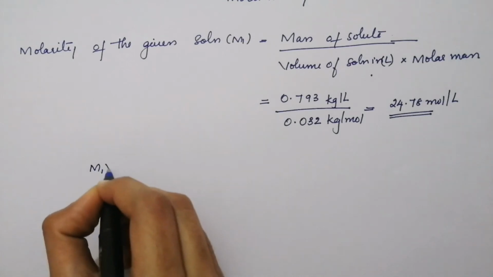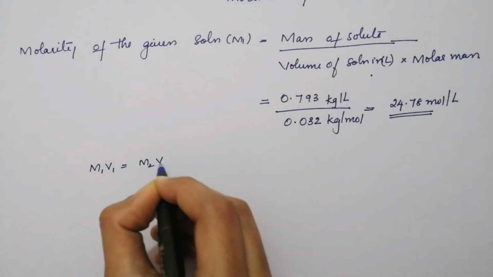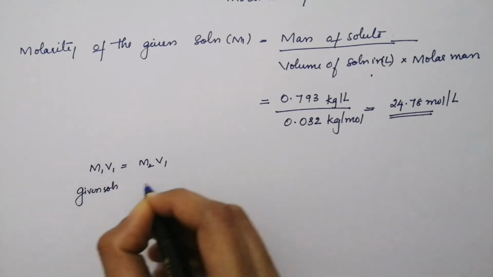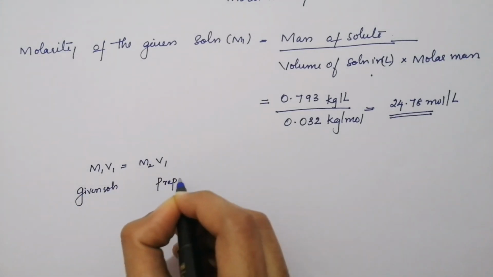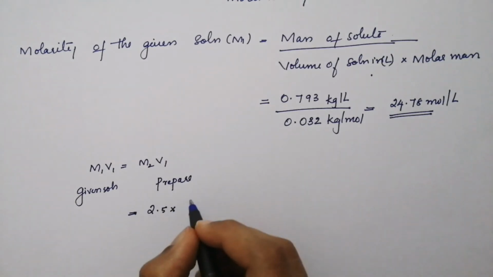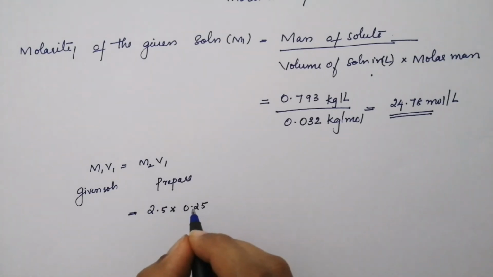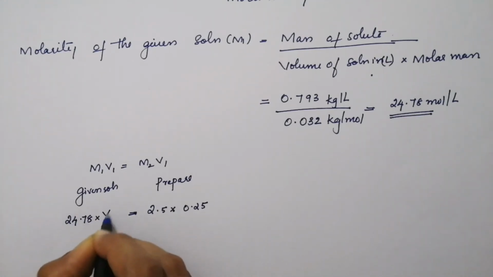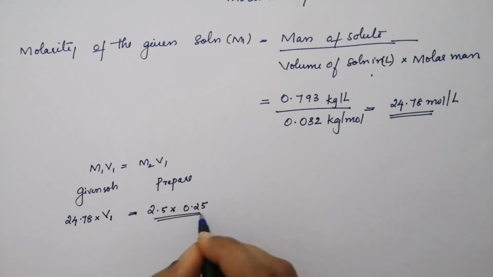Coming back again to this equation of dilution, we have this is for the given solution and this is for the solution to prepare. As I have mentioned, we know that the volume is 2.5 and the concentration is 0.25 molar. This is for the solution that we should prepare. Now for the given solution, we calculated the molarity to be 24.78. Now we should know what is V1, that is the volume of the solution that we need for making this solution.